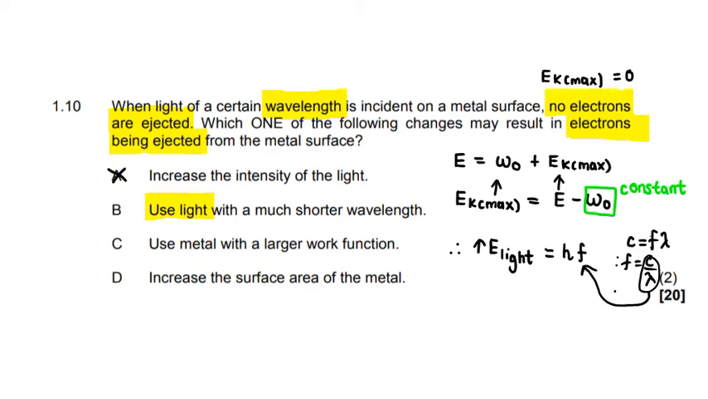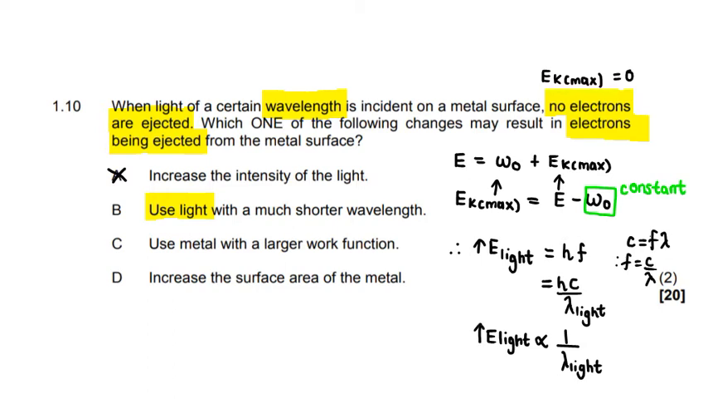I'm going to substitute this c over lambda in there. So f is now c over lambda, where lambda is the wavelength of the light. So what am I seeing here? I'm seeing that the energy of the light is proportional to 1 over lambda. So there's an inverse proportion here, which is good, because that means that if you want the energy of the light to increase, the wavelength must decrease. Inverse proportion, remember. If you want the energy of the light to increase, the wavelength must decrease.